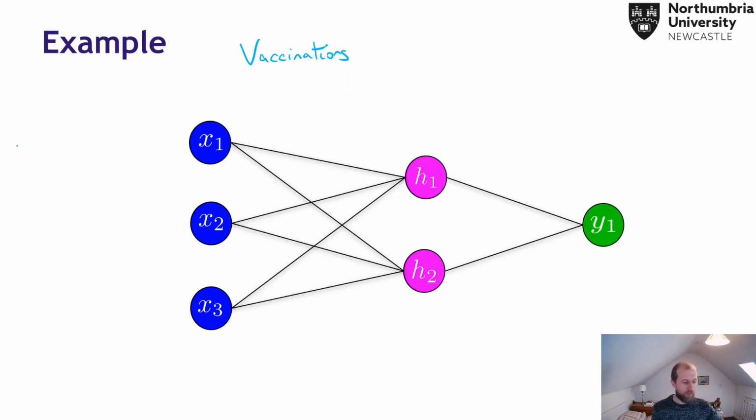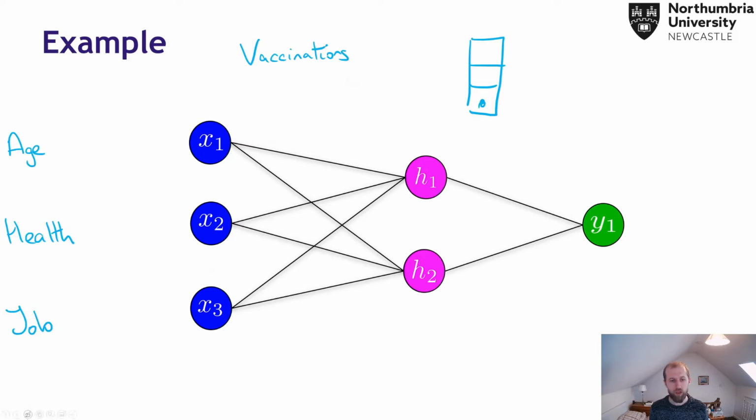So for every single adult in the country, we're going to create a three-dimensional vector. The first dimension is going to be age. The second dimension is going to say, is there any underlying health condition with this person? So I'm just going to say health. And the third dimension is going to be their occupation or their job.